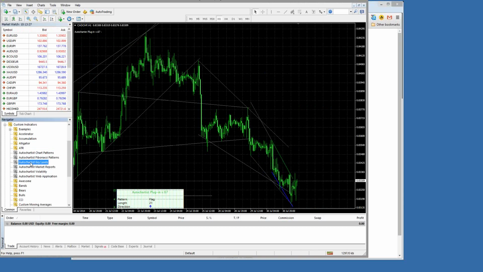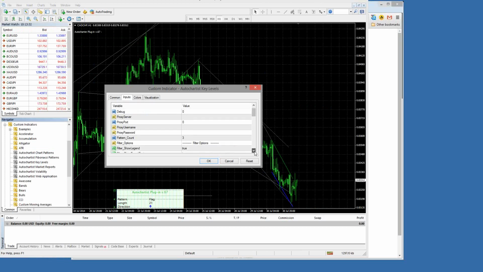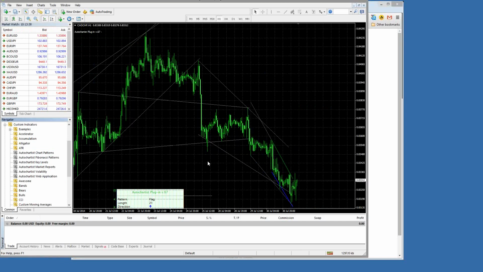Similarly, when I take key levels, I allow DLL imports, I can either hide it, right? It says show legend, it's set to true, so I can set this to false if I want to. Or if you want it there, then we'll just give it a moment to come up.